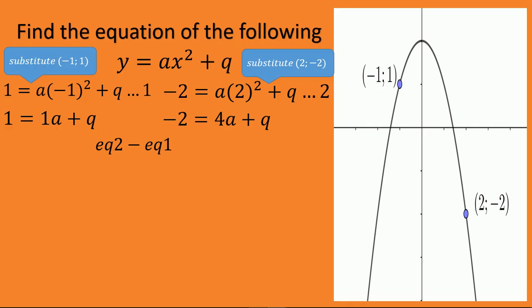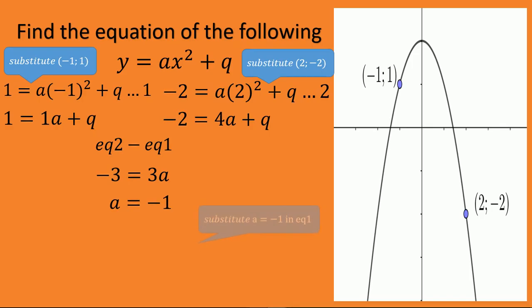We can now solve both equations, and the next step in solving that will take equation number 2 and subtract it from equation number 1. That means 1 minus minus 2, which gives me 3, and 1a minus 4a gives me minus 3a, and the q minus q will give you 0. You are left with 3 is equal to minus 3a. This is a linear equation. You can solve for a easily. Divide by minus 3, and 3 divided by minus 3 gives you minus 1.